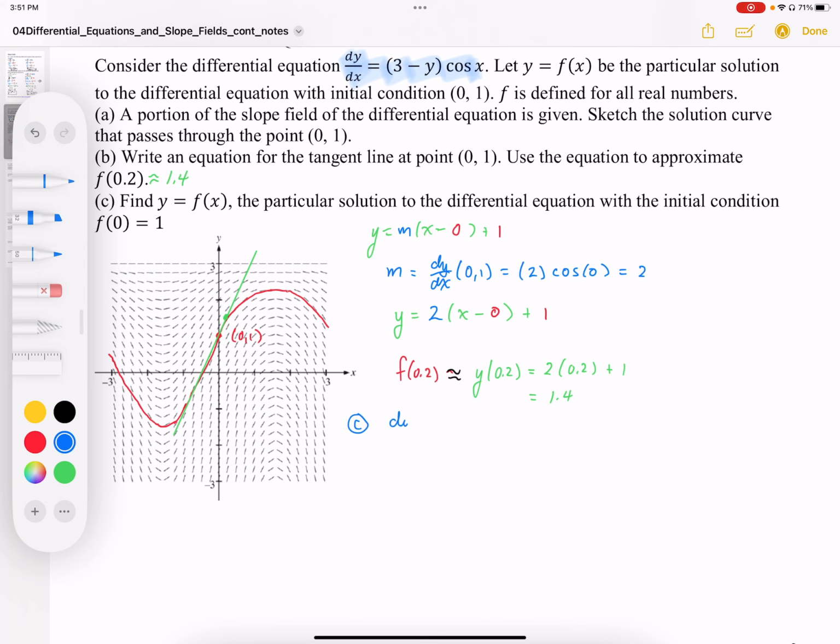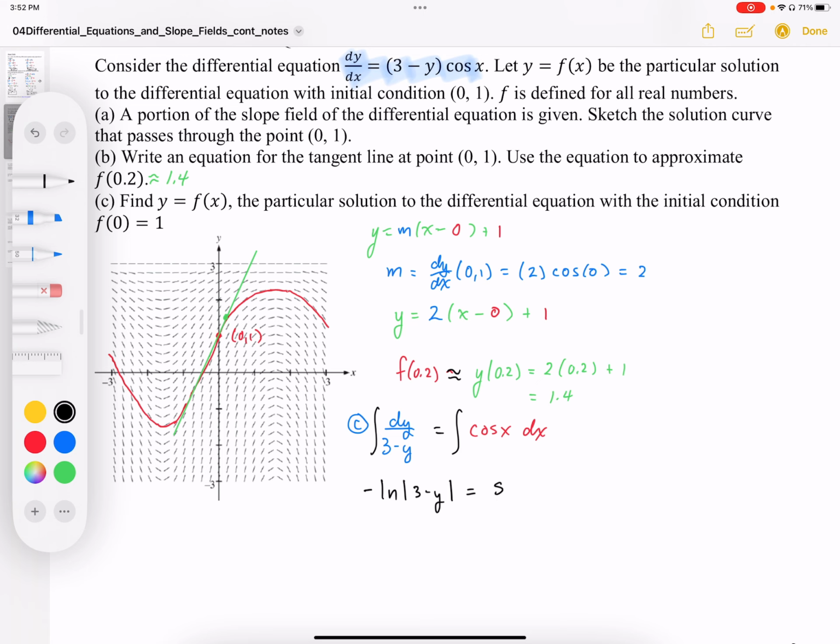We're going to separate the y's with dy, and we're going to put the x's with dx. So we're going to end up with cos x dx. We're going to integrate both sides of that equation. On the left side, we're going to end up with a log function. Because there's a negative on the y, we have to account for that negative by dividing by -1.